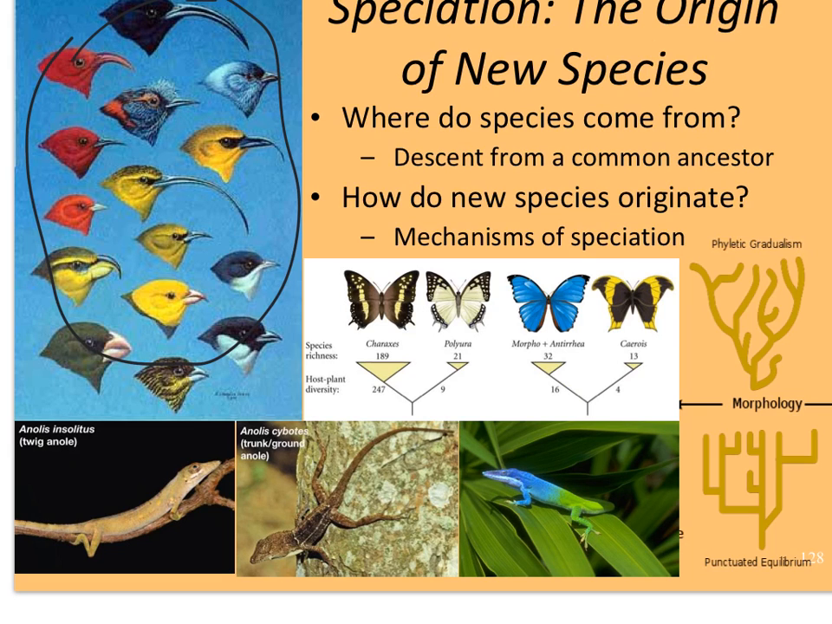Okay, so species come from a common ancestor. And then, of course, there are mechanisms of speciation, and that's what we're going to get into.